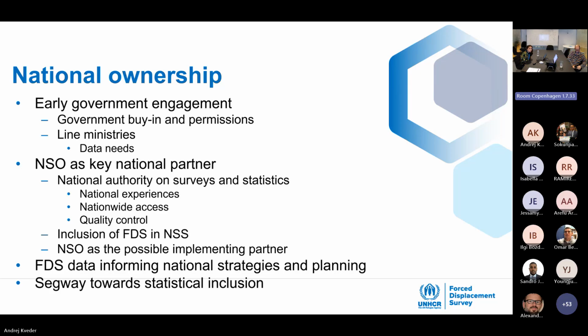And so when we work with the NSOs, they can potentially be our implementing partner, which happened in Cameroon. And even if it's not the case, we tend to work really closely with them. And we also pay attention to national strategies about refugees or forcibly displaced populations, and planning, to make sure that the data we are collecting is actually fed into public policy, which is very important to make sure that the data is being used. And I'm sure there are a lot of people who work with data, and I think this is a very important thing to bridge. And obviously they take us through the statistical inclusion.